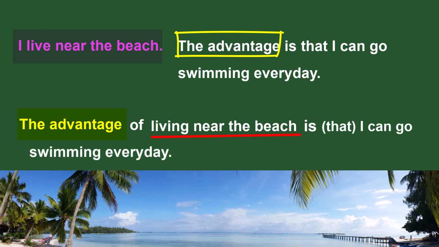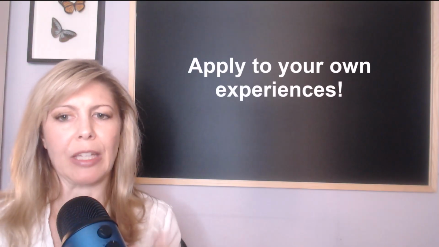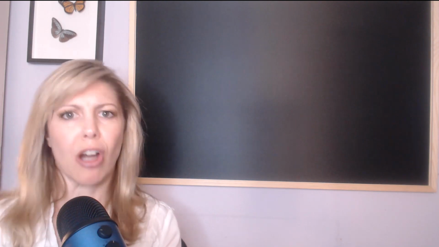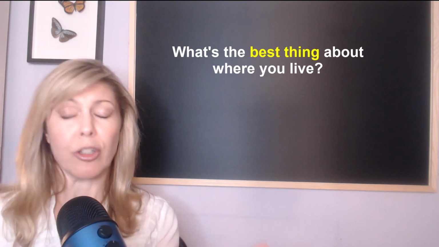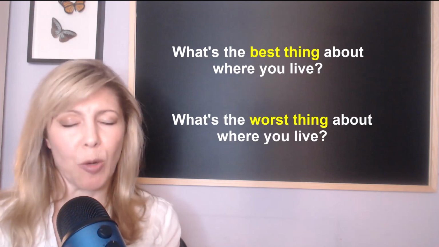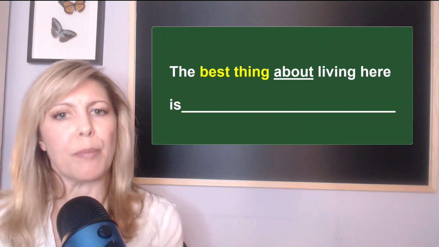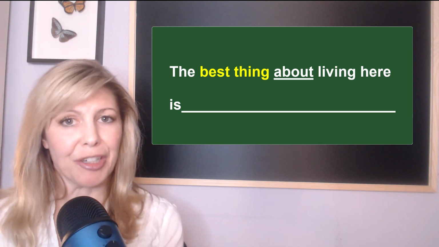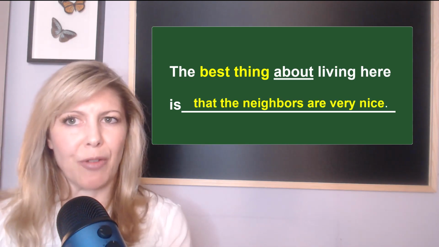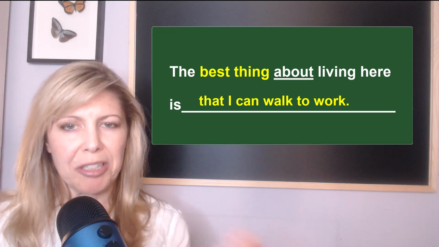How can you apply this grammar in your own conversations? Well, let's practice. Think about something in your life that you can comment about. Maybe an area where you live, for example. So, what is the best thing about where you live? What's the worst thing about where you live? So, you could begin by saying the best thing about living here is that the neighbors are very nice. I don't know. Is that I can walk to work.